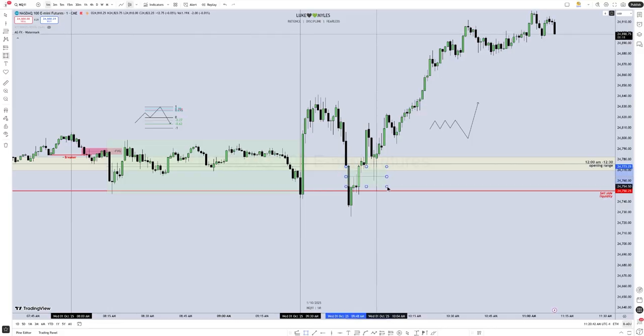The moment we take out the liquidity that the market was hunting, we left a fair value gap, and the market comes back and inverses it. After the inversion here, we come back into that another time, then 10 a.m. opens, rallies higher, giving us this move lower.